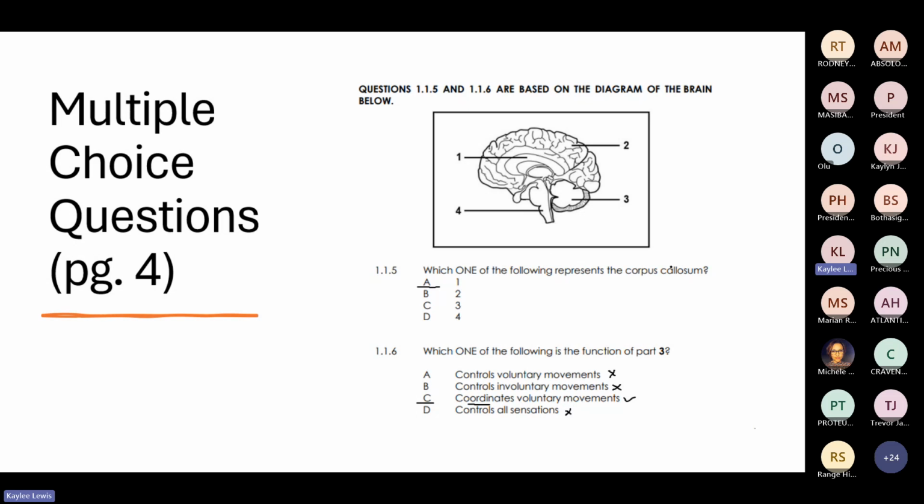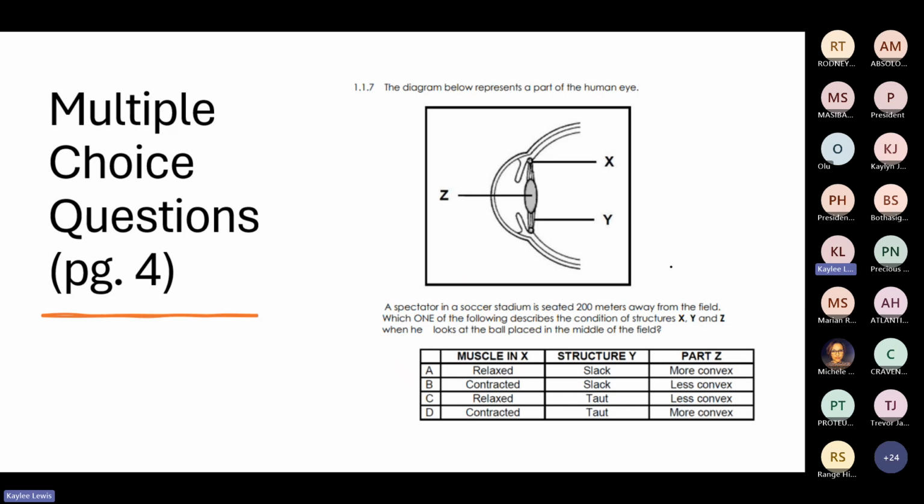All right. If we go to 1.1.7, the diagram below represents a part of the human eye. So again, I start off by just orientating myself with the diagram and what the different structures are. So we have Z, which will be the lens. We have Y, which would be the suspensory ligaments. And we have X, which would be your ciliary muscle, which is in your ciliary body. Okay, so that's just the structures of them. Then I go to the question.